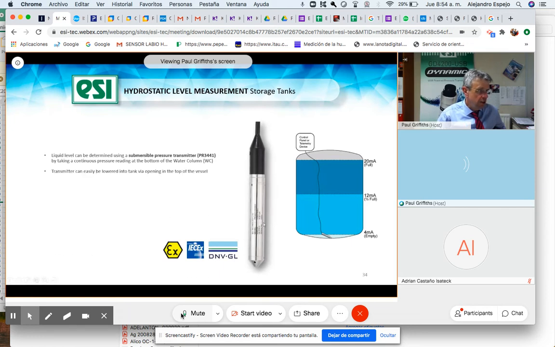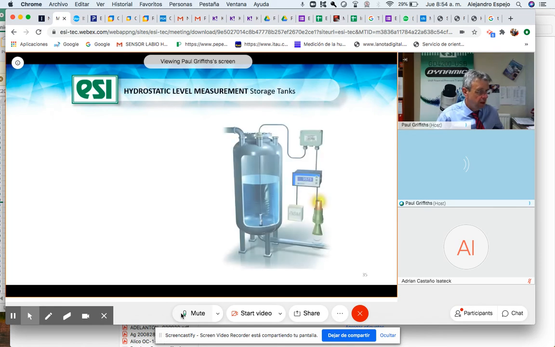So this is our standard unit. It's easy to use because you don't need to fix it to a tank. You don't need to make any holes in a tank. You just need access from the top, and you just lower it down to the bottom, and immediately you'll get an accurate measurement of level. So 4 milliamps empty, 20 milliamps full.